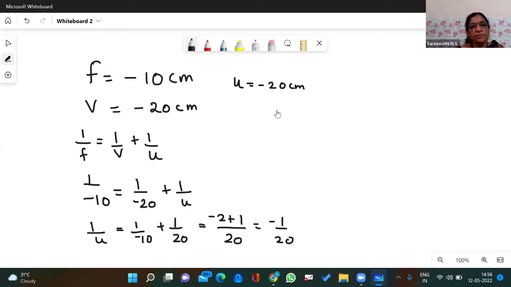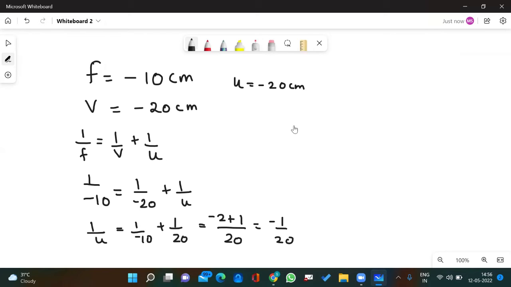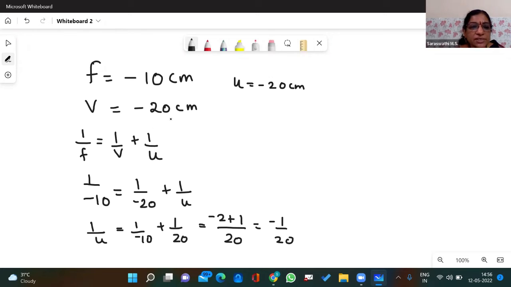Understood? Ma'am, can we interpret this as R is equal to 2F in that way? R is equal to 2F, like that we can interpret. See, focal length is 10 and V is at minus 20, so it is at C, so U should also be minus 20 because it is a real inverted image. Yes. Well, now the next one is V is equal to plus 20, right? So it should be a virtual erect image.